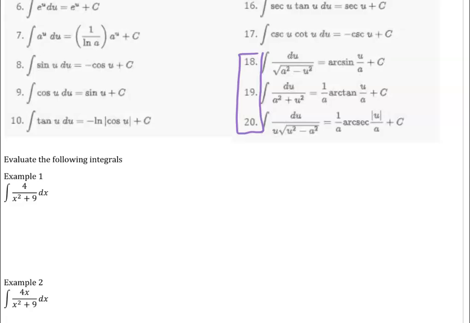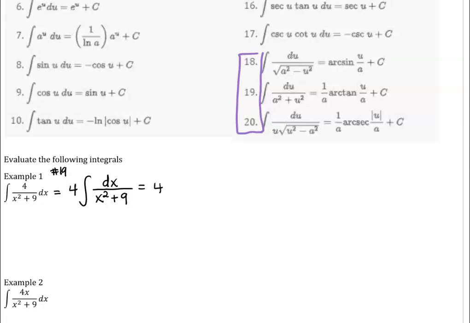I'm going to start off by just pulling the 4 out of the integral. I'm going to write the dx on top. You don't have to. x squared plus 9. This is one of the new ones. This integral looks like number 19. I'll write a little number 19 right here.